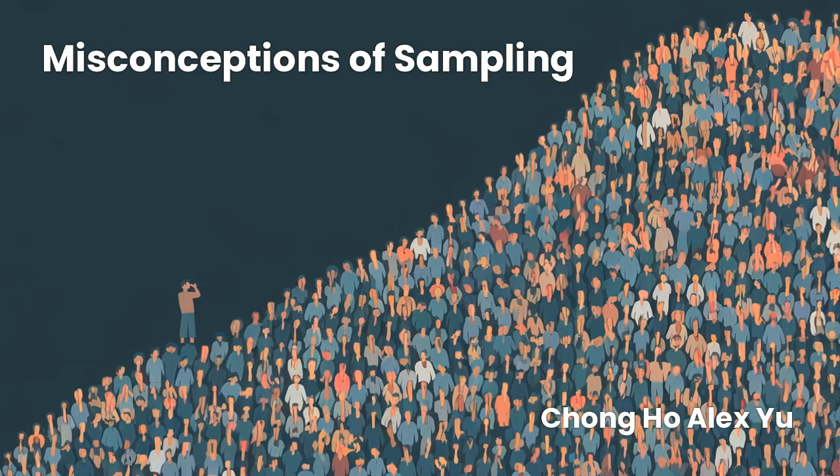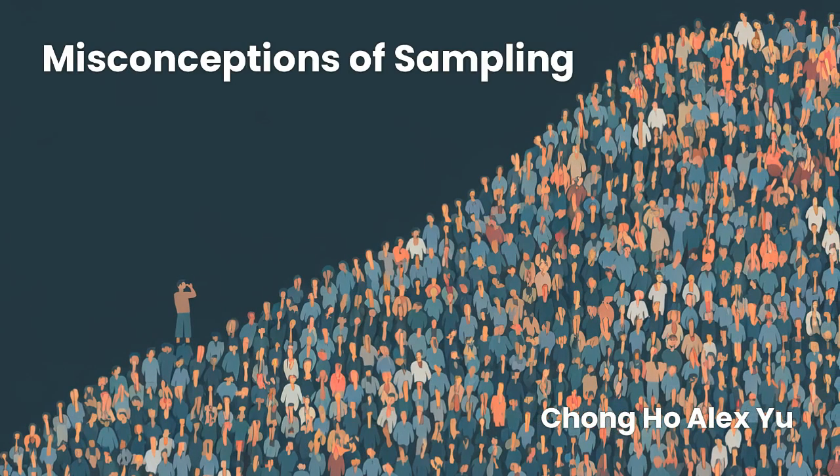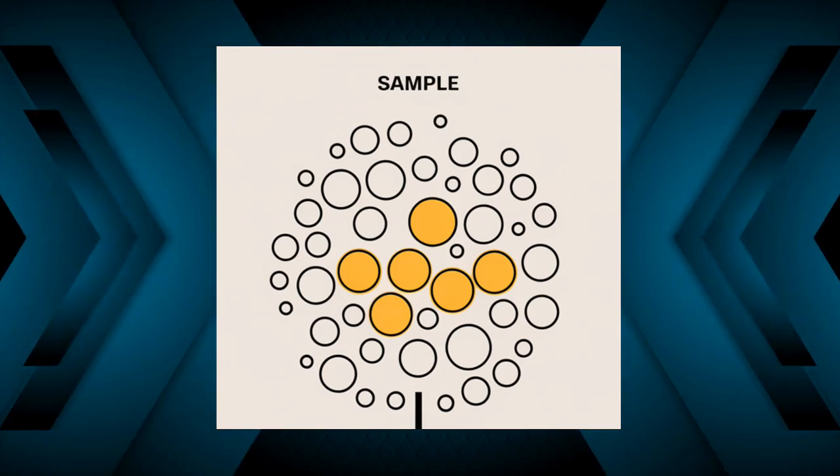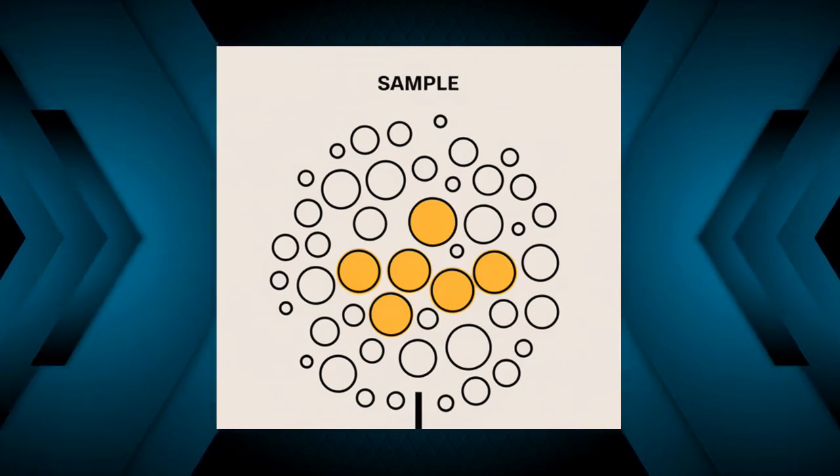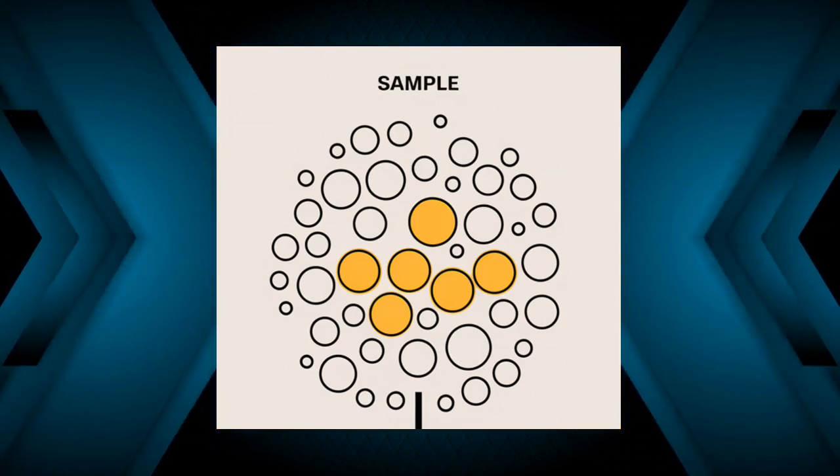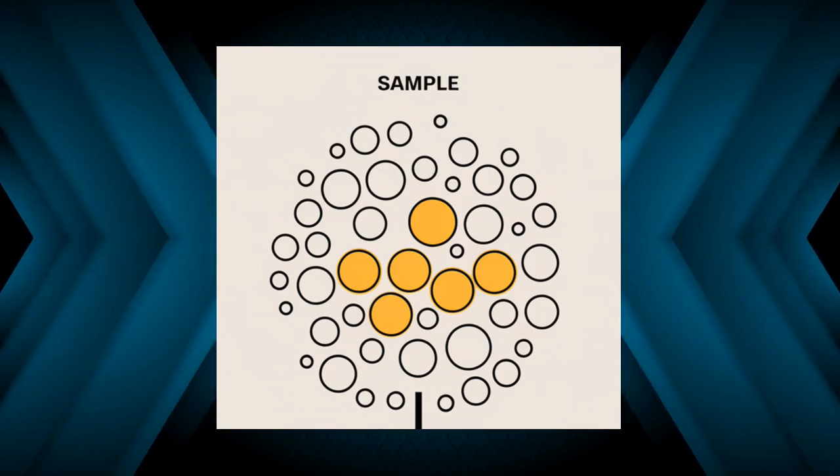This video addresses two common misconceptions about sampling. The first misconception is that simple random sampling is the only standard for judging the quality of a sample.